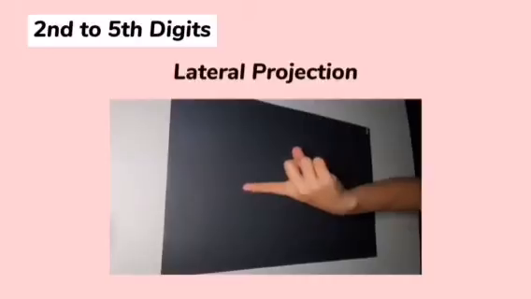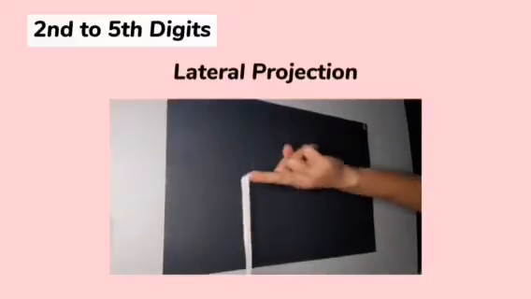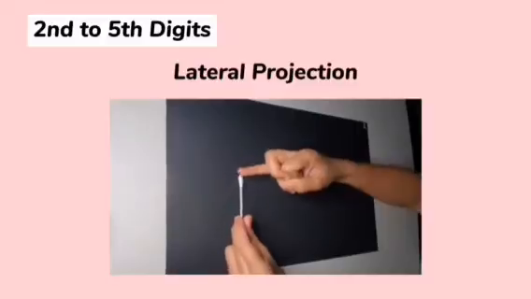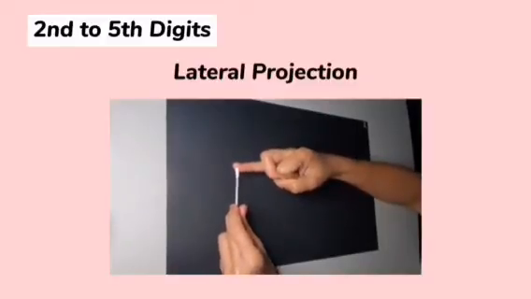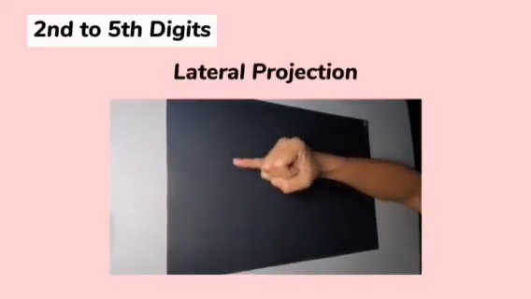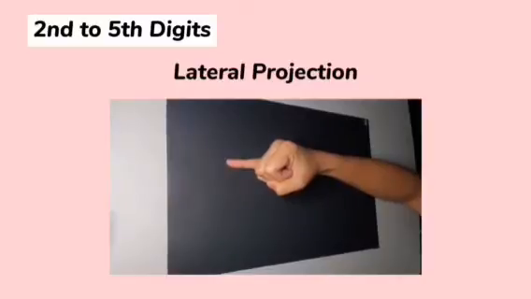Extend the digit to be examined. Close the rest of the digits into a fist and hold them in complete flexion with a thumb. Immobilize the extended digit by placing a strip of adhesive tape, a tongue depressor, or other support against its palmar surface. The patient can hold the support with the opposite hand. Adjust the anterior or posterior rotation of the hand to obtain a true lateral position of the digit.